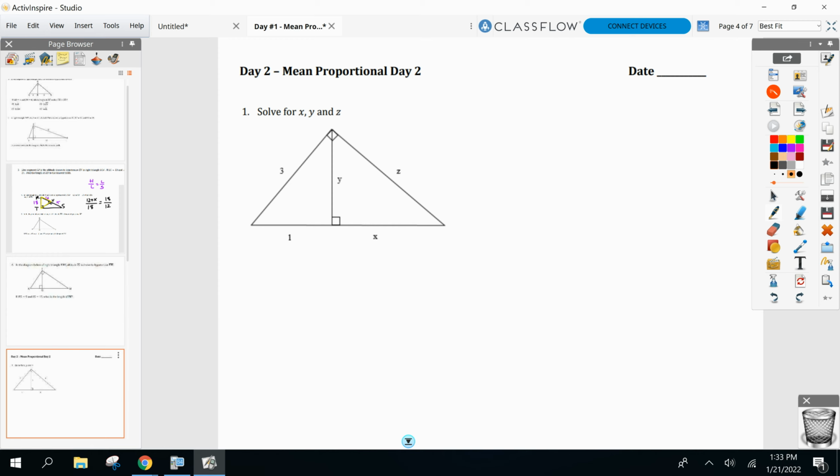What's one of the segments? 1. What's the altitude? What's the other segment? Okay, we got a problem, right? SAS can't be used. Not going to be used here. So I don't think we're going to be able to find Y right at this moment. What about any of the other variables?